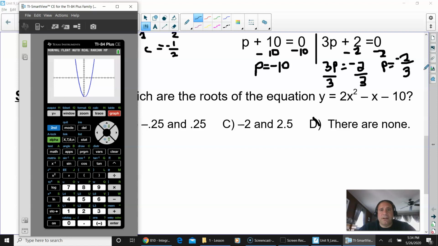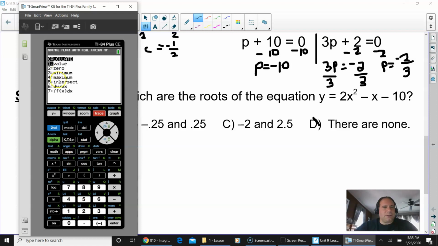on the calculator, I would watch it. If you haven't watched it, I would definitely watch it. If you watched it, you know what's coming. So I'm going to press second function and trace. So I know that I'm looking for the zeros, and the 0 is right here.